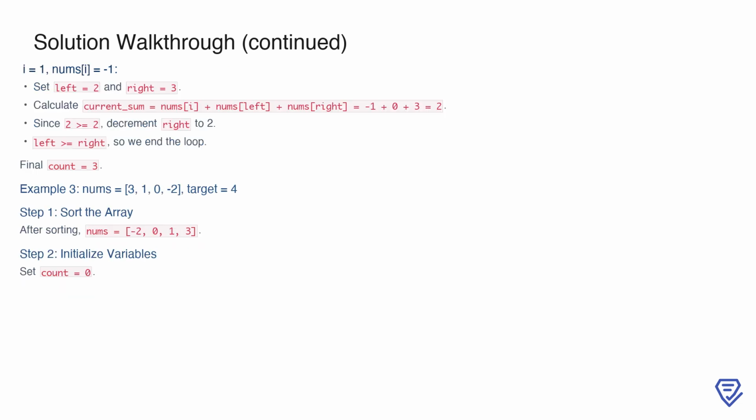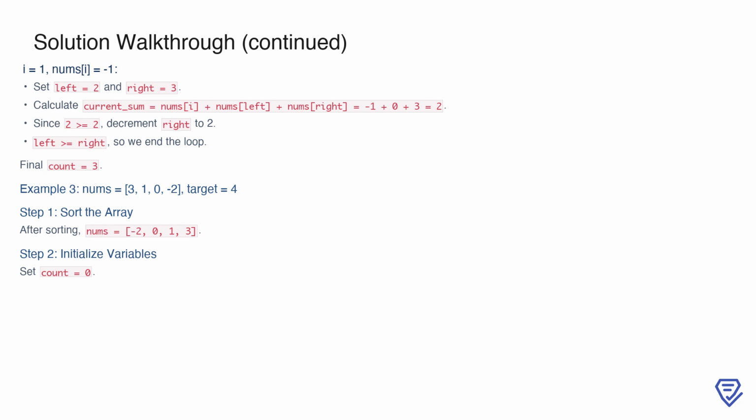Now, when i is 1 and nums[i] is -1, we set left to 2 and right to 3. The sum of the triplet is -1 plus 0 plus 3, which equals 2. Since 2 is not less than the target, we decrement the right pointer to 2. At this point, left is no longer less than right, so the loop ends for this value of i. The final count for this example is 3.